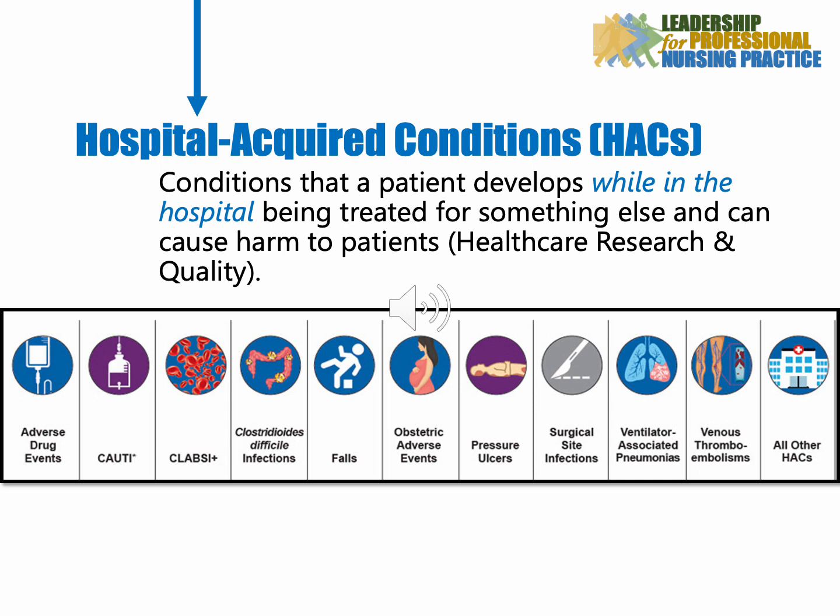Some of the most common examples of these conditions are adverse drug events. We also have catheter-associated urinary tract infection, central line-associated bloodstream infection, Clostridium difficile infection, and obstetric adverse events. We also have pressure ulcers, surgical site infections, venous thromboembolism, ventilator-associated pneumonias, and other related events. Among these hospital-acquired conditions, hospital-acquired infections are the largest among the different HACs.